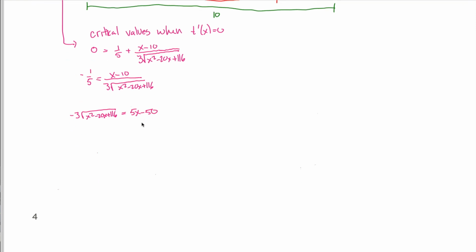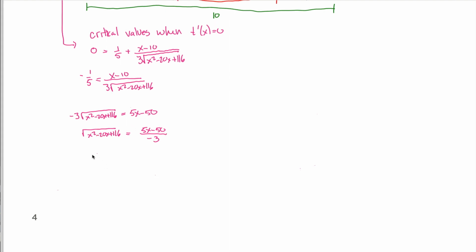I could square both sides of the equation right now, but it might be easier if I first divide both sides by 3 to get the radical all alone. I know it looks weird to have a negative down in the denominator here, but don't worry about it. My next step is to square both sides, and when I square both sides, I get rid of the radical and get rid of any negatives. I'm squaring a fraction, so I square the top and I square the bottom. On the top, I get 5x minus 50 squared, and on the bottom, negative 3 squared is positive 9.